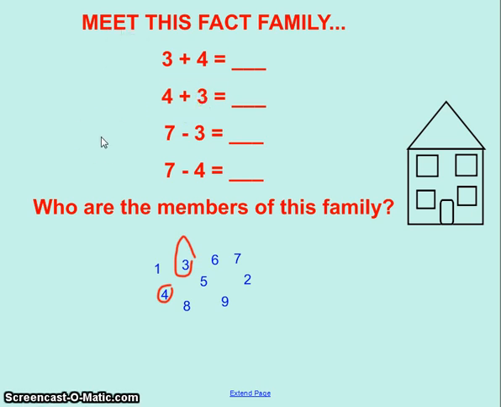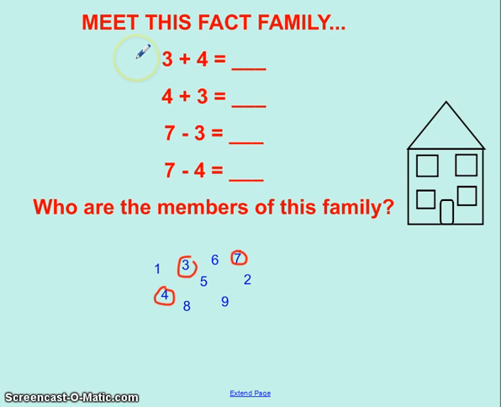So we've already identified the 4 and the 3. If you look at the first subtraction problem, we have a 7 minus 3, and the second one we have 7 minus 4. So our last number that we're using in this fact family is a 7. So we have used a 3, a 4, and a 7 in this fact family. Now that we've identified the numbers in the fact family, it's going to be easy to solve.